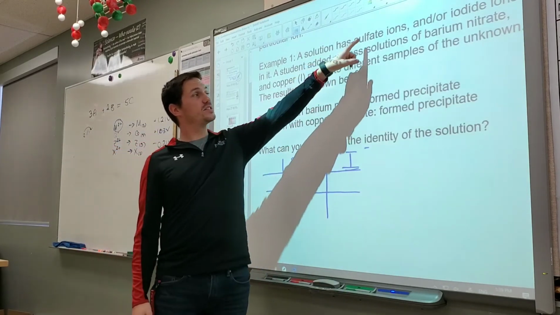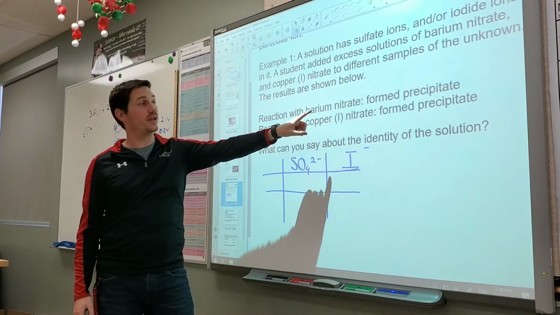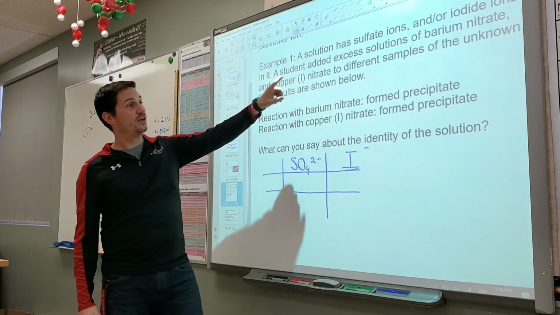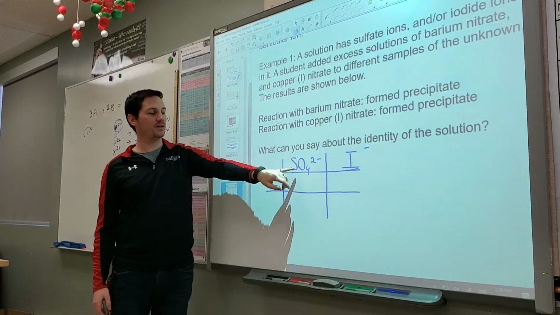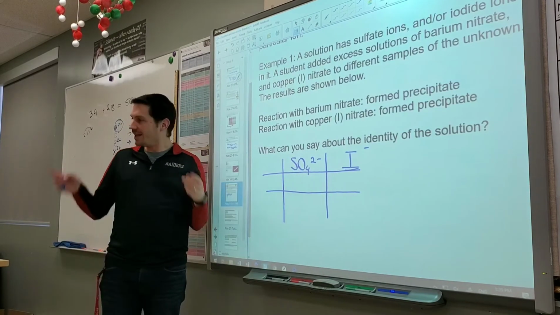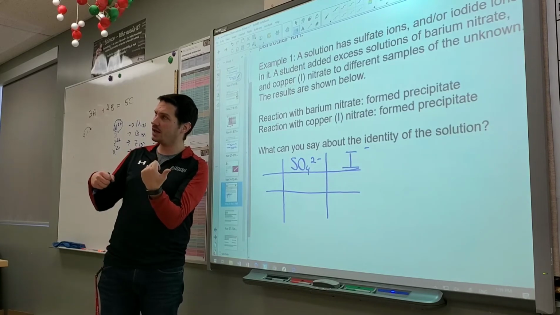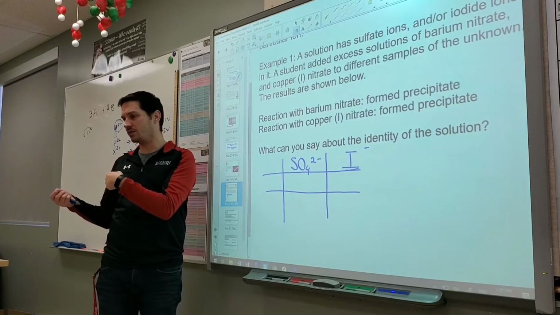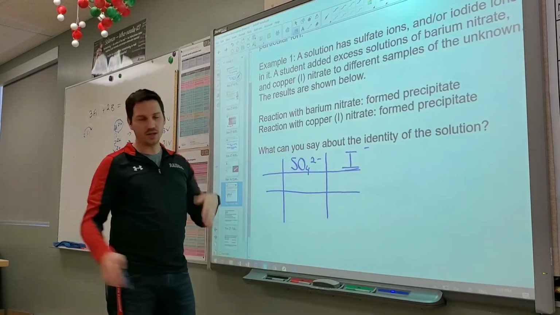So, sulfate. Does sulfate do anything with barium? Keep in mind, what type of ion is sulfate? Is it a positive or a negative ion? Negative. So if it makes a precipitate, will it join up with another negative, or will it join with a positive? A positive. So we've got our two negative ions that it could be, and we're going to put our two positives.